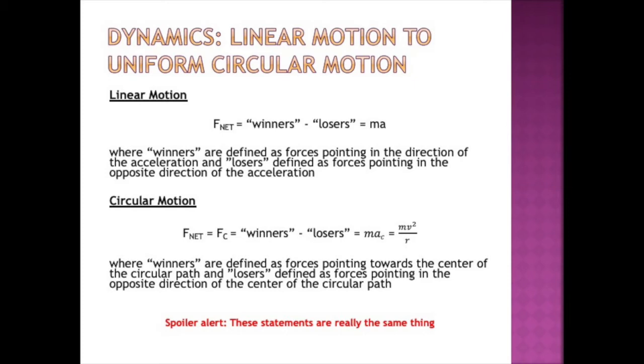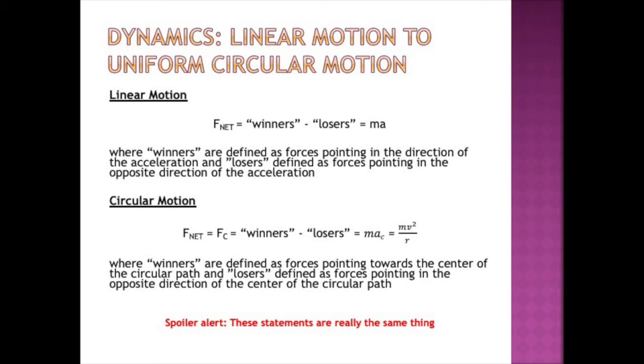So if we see that there's a force pointing towards the center of the circle, and there's a force pointing away from the center of the circle, then we're still going to deal with centripetal force the way that we dealt with net force in a linear case. We're going to take the winners, which are all those forces pointing towards the center, and we're going to subtract from it the losers, which are all the forces pointing away from the center. And we know that that is always going to be equal to m a_c, or mv squared over r.